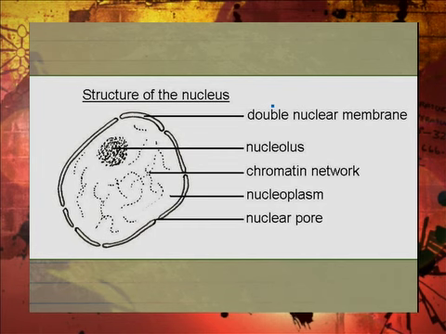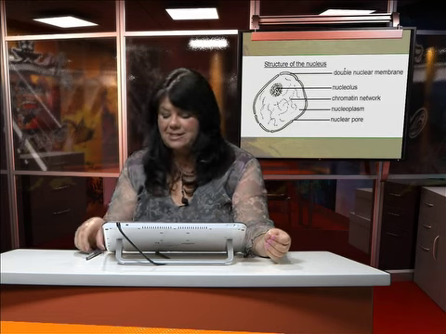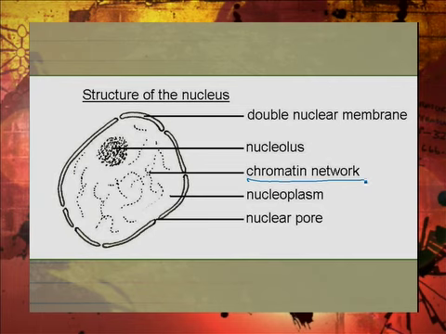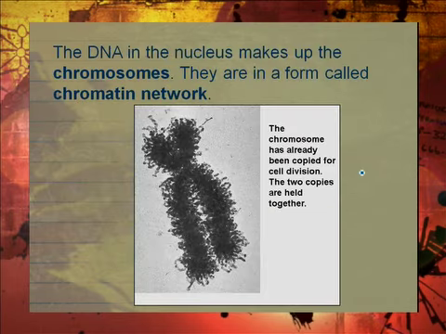Now, before the break, we looked at the structure of the nucleus, and we said that it had a nuclear membrane that compartmentalized it, kept it separate from the rest of the cell. It had a nucleolus, nucleoplasm, and tiny pores in the nuclear membrane, which would allow very small substances to leave the nucleus, but not the DNA. And that leaves us to focus on this chromatin network, which we said is the DNA. So what is chromatin network and what are chromosomes?